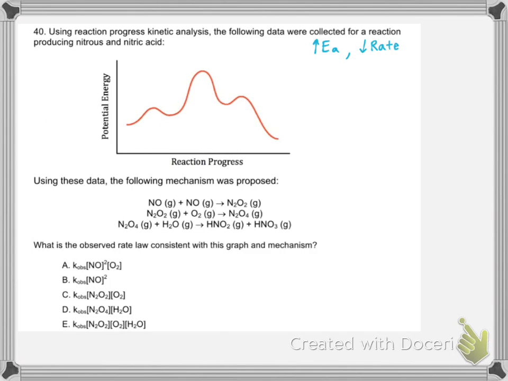Okay, for this problem, I'm first going to analyze this graph, and then we'll move forward to the actual problem. So there's a few things that we can take away from this. First of all, we can see that there is a net decrease in the potential energy. So this is an exergonic reaction. We can see that there are 3 hills. 1, 2, 3. Each hill represents an elementary step, so it's a 3-step reaction.